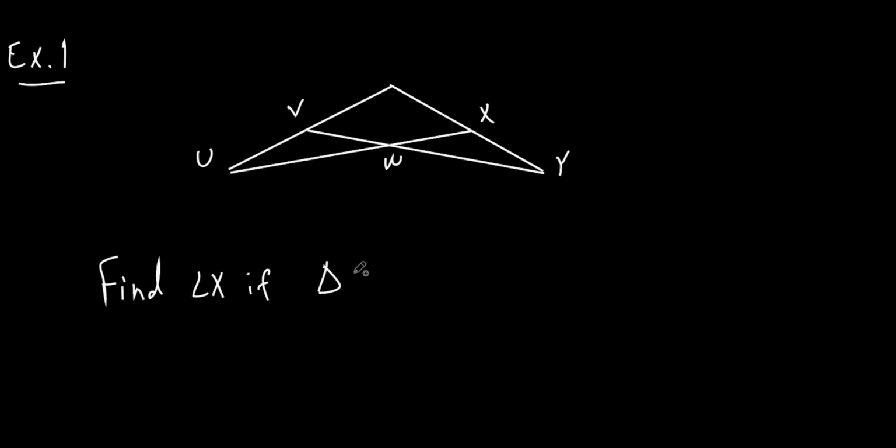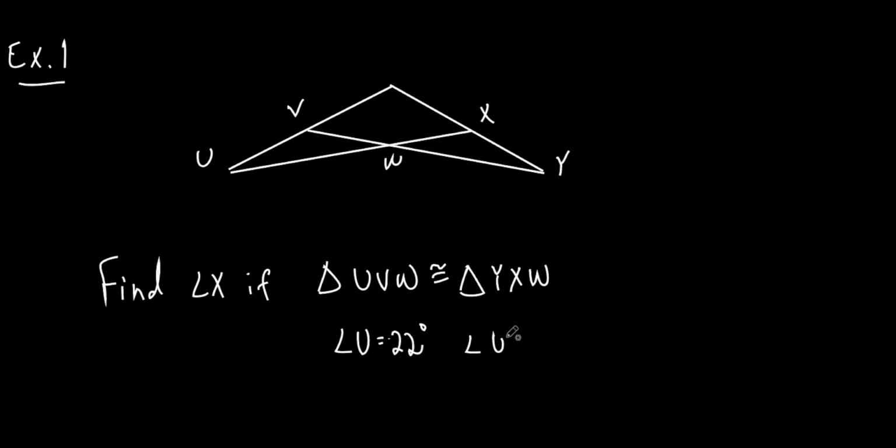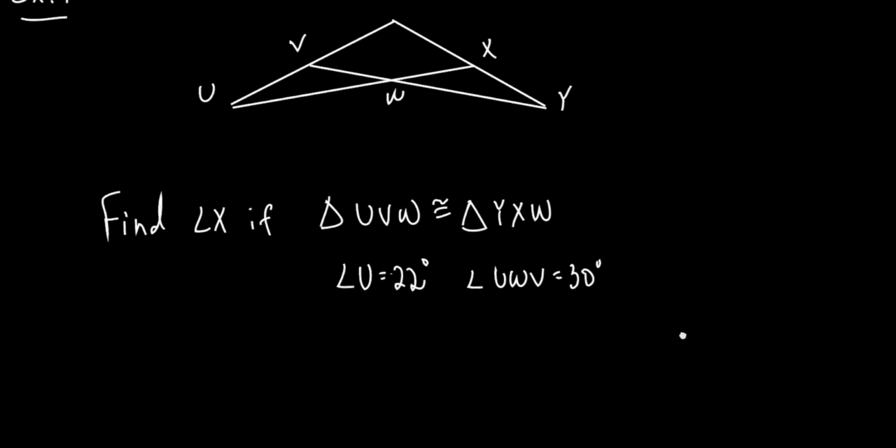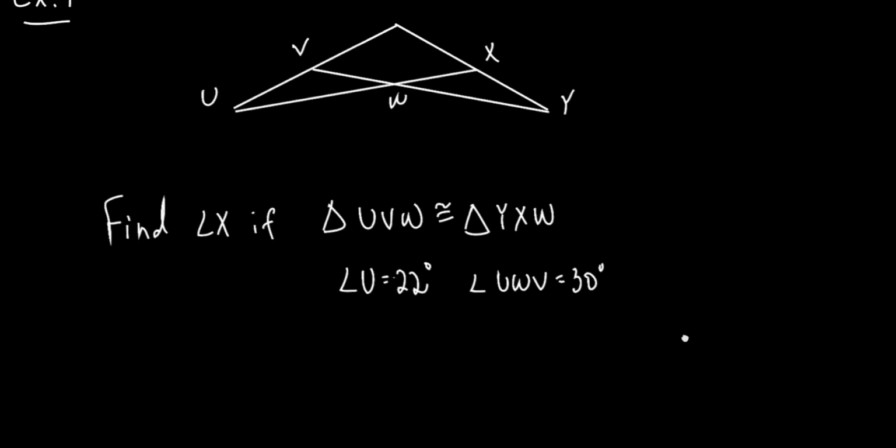triangle UVW, don't pack up, where are we going? UVW is congruent to YXW. They tell you a couple things. They tell you that angle U is equal to 22 degrees. And they tell you that angle UWV is equal to 30 degrees. And what are you trying to find? Yes, you're trying to find angle X.